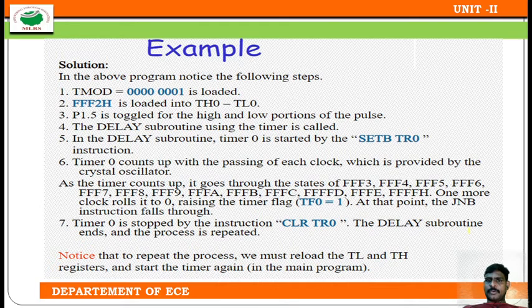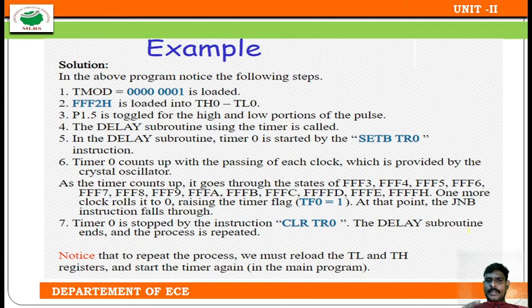So what is the delay program? It is a timing program, a time delay generator. After the delay subroutine, the timer starts and sets the bit. The timer counts up, passing each clock provided by the crystal oscillator, and when the counter rolls over, Timer 0 stops, the instruction to clear Timer 0 is used, the delay subroutine ends, and the process is repeated.